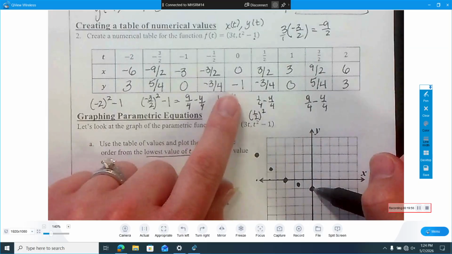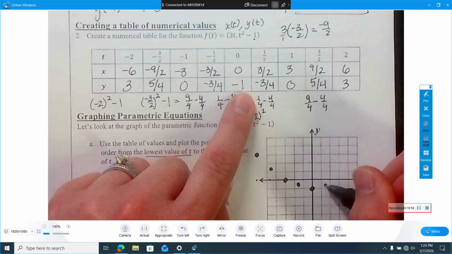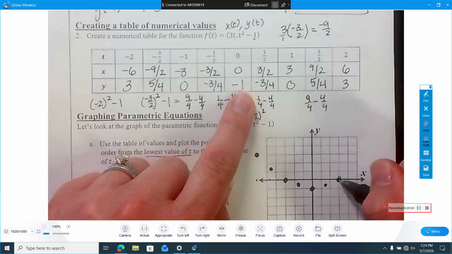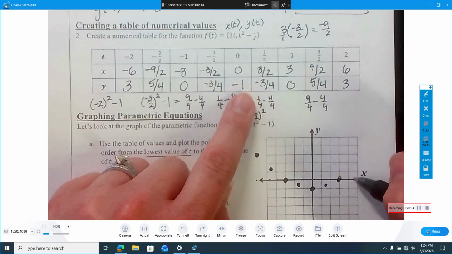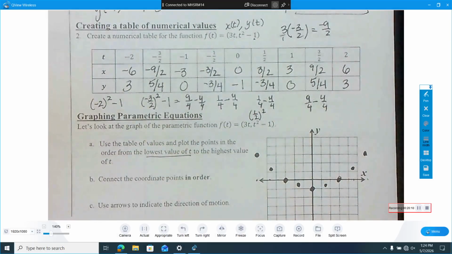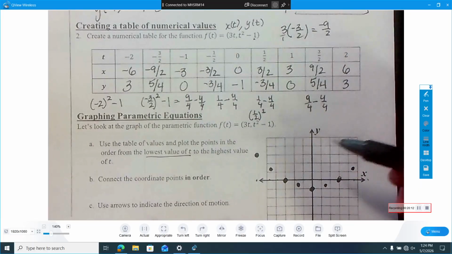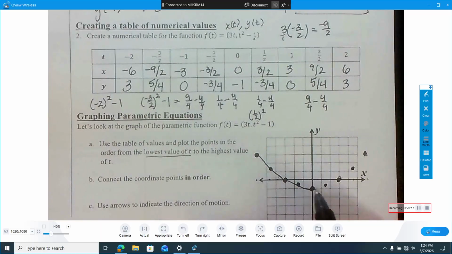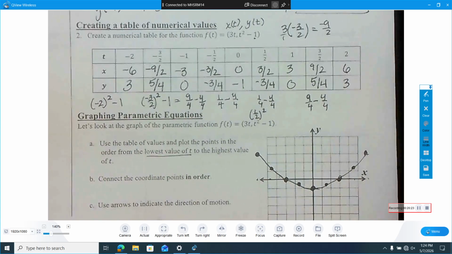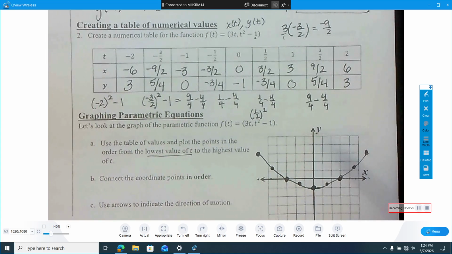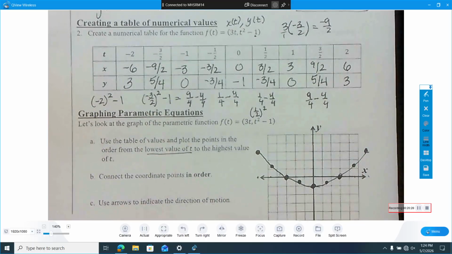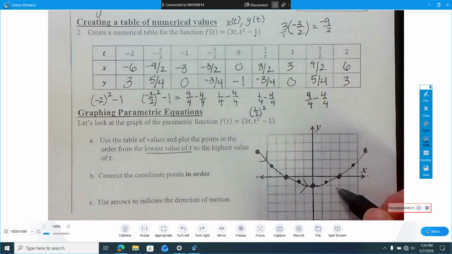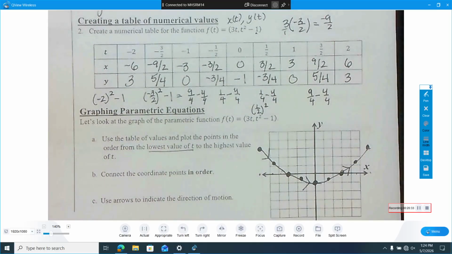All right, we got 0, -1. We got 1.5, -3/4. We've got 1, 2, 3, 0. We've got 4.5 and a little more than 1. And then we've got 6 up 3. Now, we want to connect these points in order, so in order that we made them. And then we also use arrows to indicate that direction of motion. So you can put the little arrows that say, hey, we're moving along this direction.